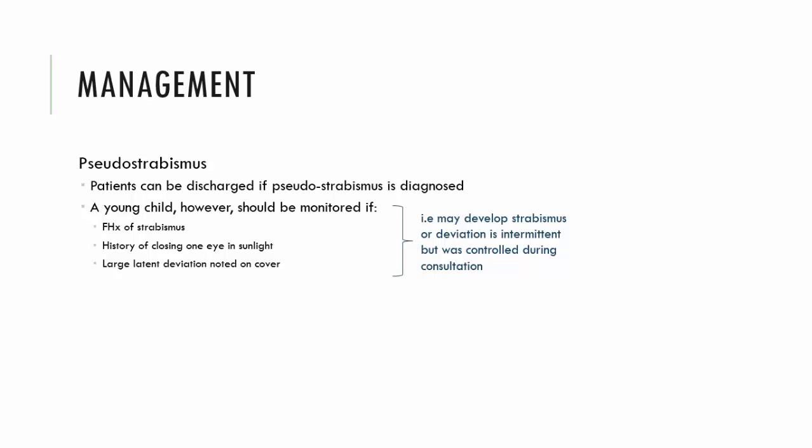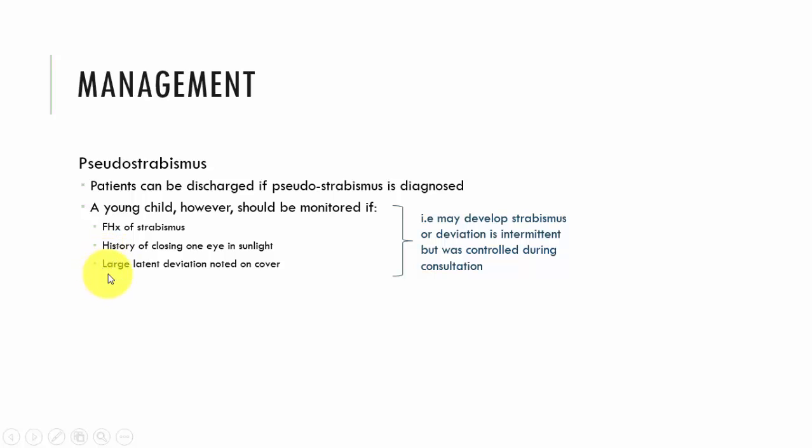However, there are some instances where you might want to monitor the patient. One is if there is a family history of strabismus. You may want to see them again, say in a year's time, rather than discharging them. If there's any history of closing one eye in sunlight, this could be an indication that there's an intermittent deviation, and specifically we're looking at an intermittent divergence excess exotropia there.